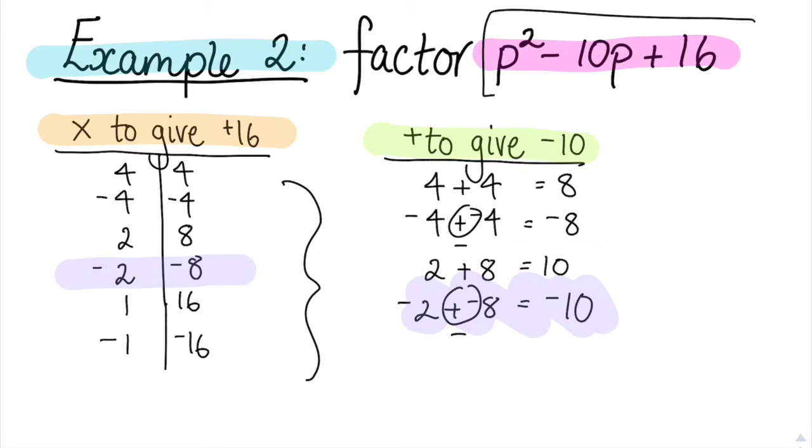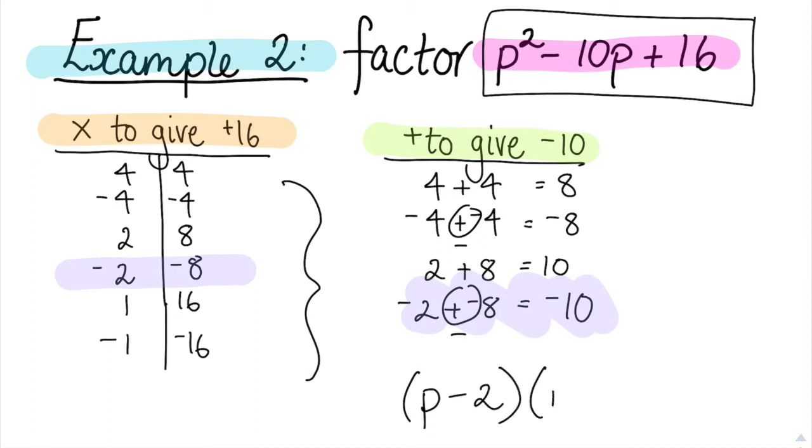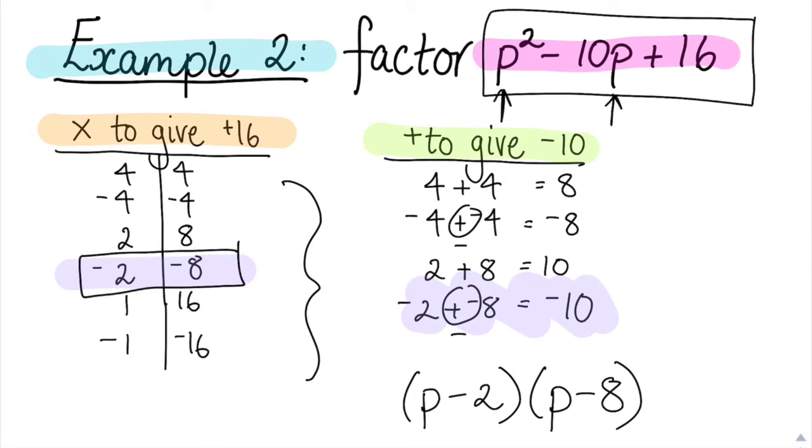This means that we can rewrite our expression in factored form as p minus 2 and p minus 8, as p is the pronumeral being used in our expression, and negative 2 and negative 8 are our factors that we're using. Example 2 complete. Let's move on to number 3.